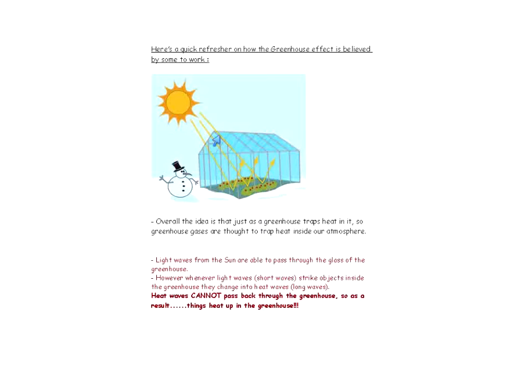So with a greenhouse, the light waves from the sun are able to pass through the greenhouse. But once those short light waves strike objects within the greenhouse, they're changed into heat waves, which are longer, and the longer heat waves are not able to pass back out of the greenhouse. So as a result, heat builds up, and it gets really hot in there, which is perfect for growing vegetables, right?